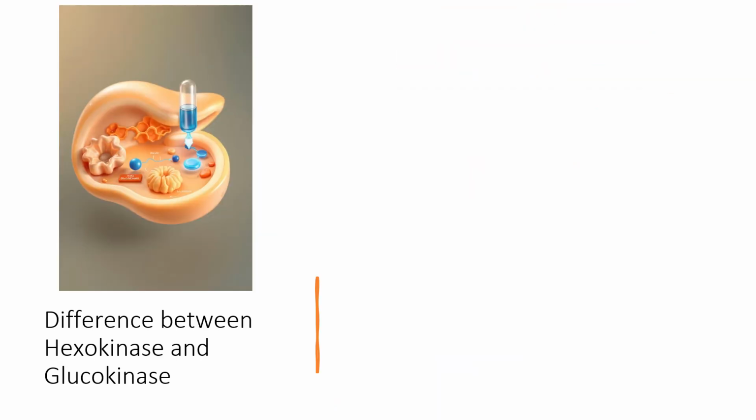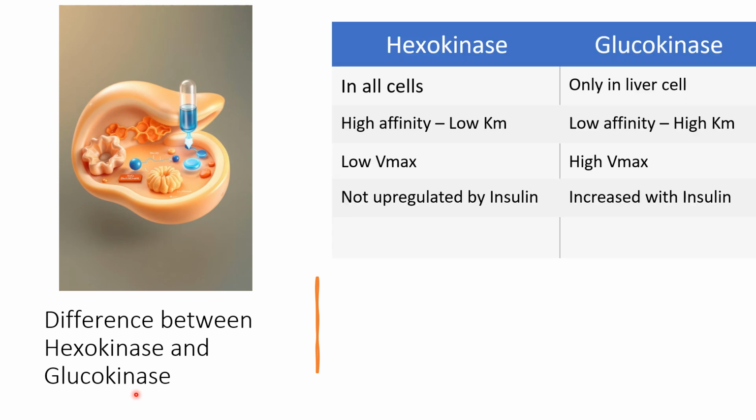In this slide, we are going to see the difference between hexokinase and glucokinase. Hexokinase and glucokinase are the enzymes which convert glucose to glucose 6 phosphate. So, if glucose is converted to glucose 6 phosphate, why should we require two enzymes? This is because hexokinase is present in all the cells, but glucokinase is present in liver cells.